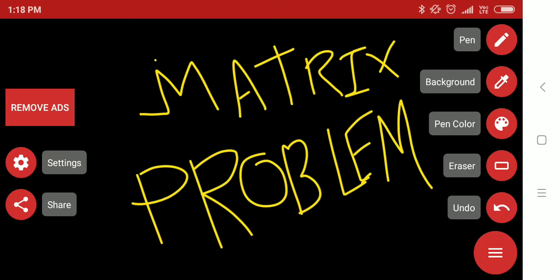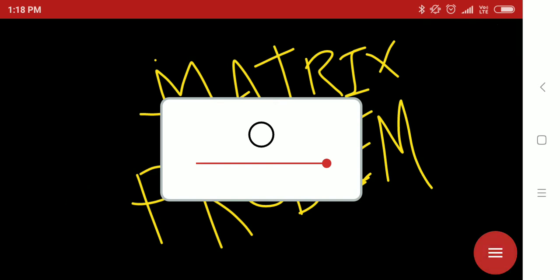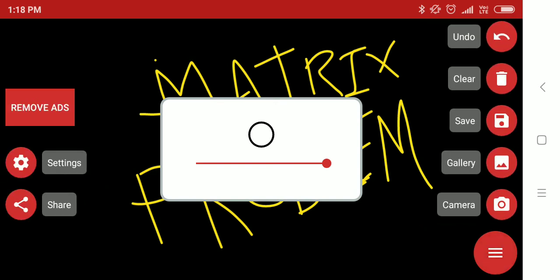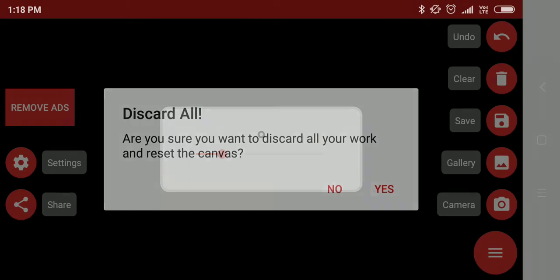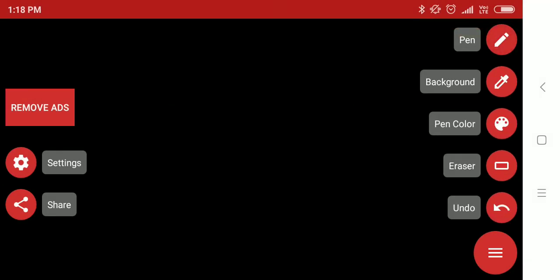Hello friends, today I am going to discuss some matrix problems based on JEE, CSIR NET, GATE, etc. So let's start the matrix problems. First of all, I will try to bring some new questions in front of you on the matrix. So let's start the discussion.